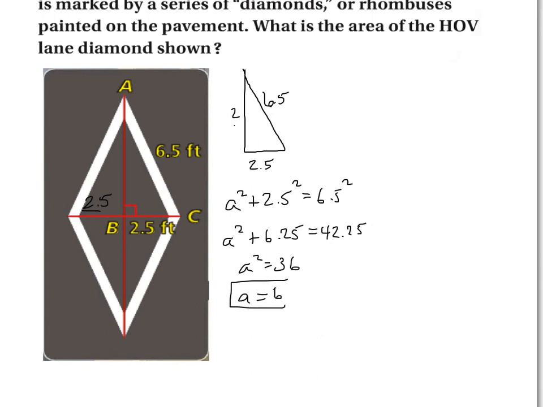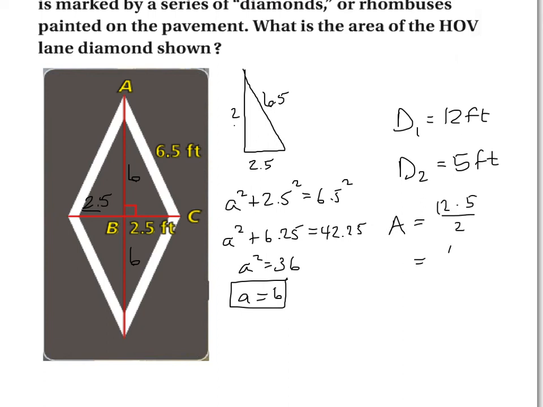Is it always going to turn out to be 6 every time you do this? No, it's not. It just happens that in these two problems, that was the way it worked. So this is 6 feet long, and this is 6 feet long. I know diagonal 1 is 12 feet, that's the 6 and the 6. Diagonal 2 is 5 feet, that's the 2.5 and the 2.5. So the area is 12 times 5 divided by 2, which is 60 divided by 2. So the area is 30 feet squared.